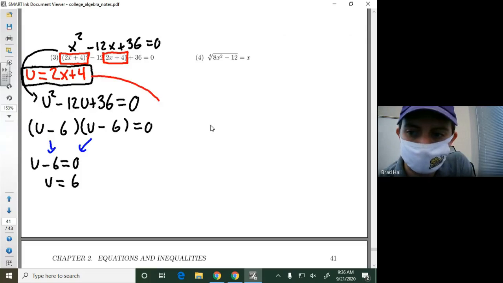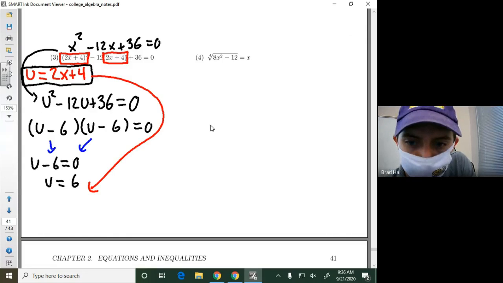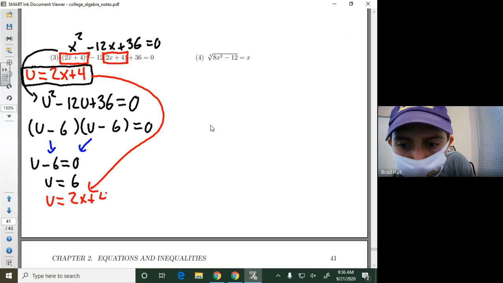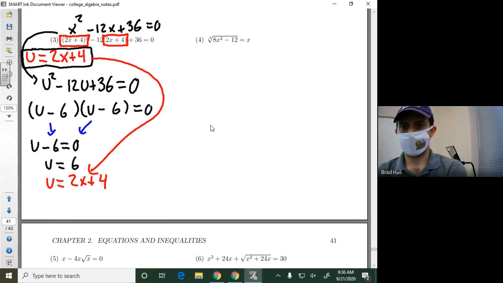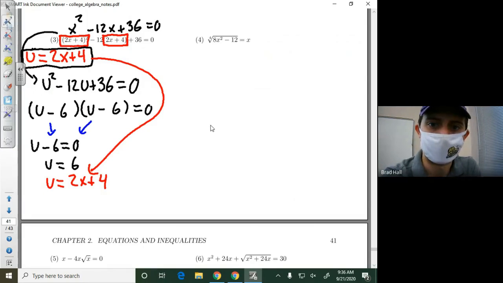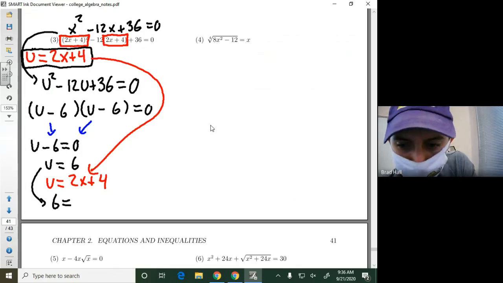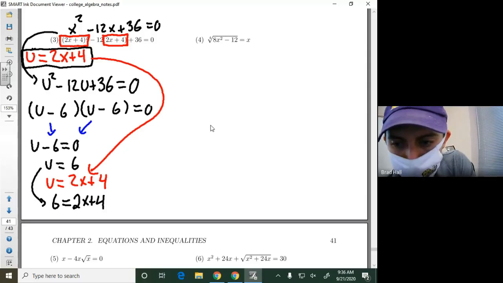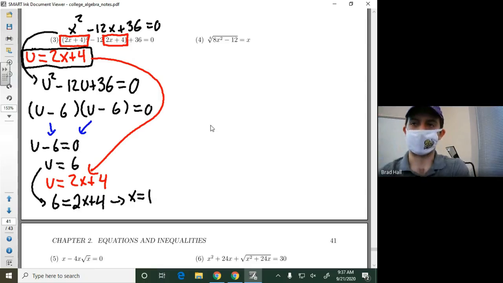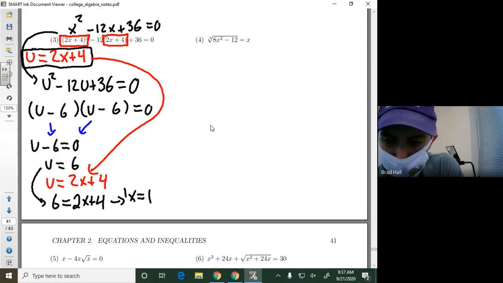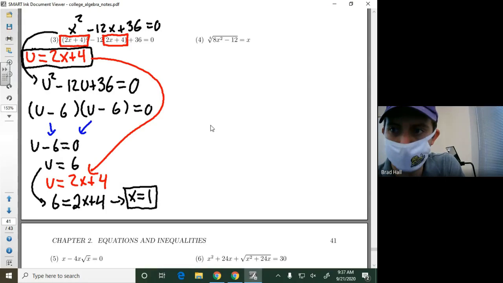So now, the rule says that U is equal to 2x plus 4. So what did we find U to be? U was 6. So now it's 6 is equal to 2x plus 4. And by solving for x, you subtract 4 on both sides and you divide by 2. You would get that x is 1. And that would be your final answer. Just x is 1.